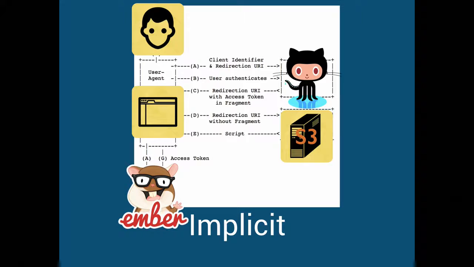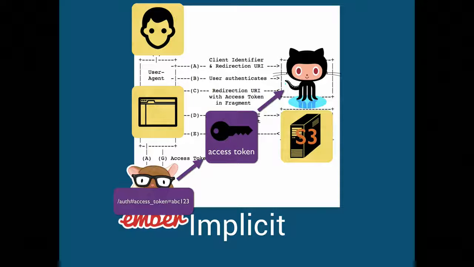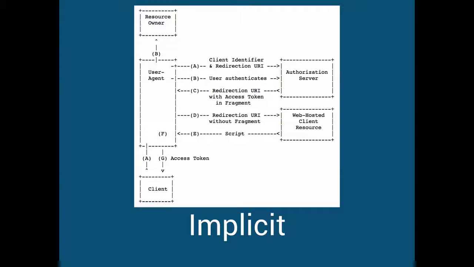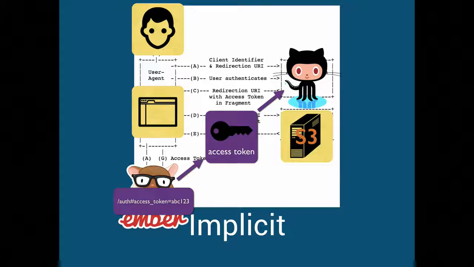But importantly, this actually uses the hash of the URL, and the reason is because we're trying to keep the token secret. It has a very strange name for this. They call it the web-hosted client resource. And importantly, in this grant type, we're trying to keep the token secret from them. And I'm suggesting that we probably want to deploy to S3. But the way that browsers work is that hashes are not sent to the server. But Ember could definitely read this, and we could then just use that token straight away and access GitHub's API.